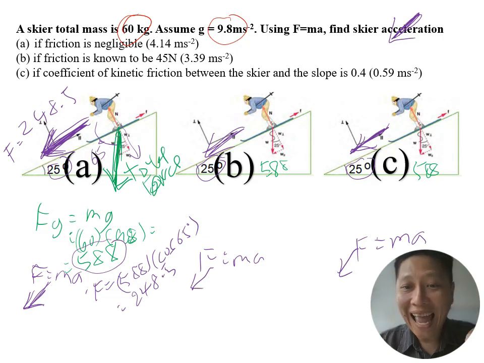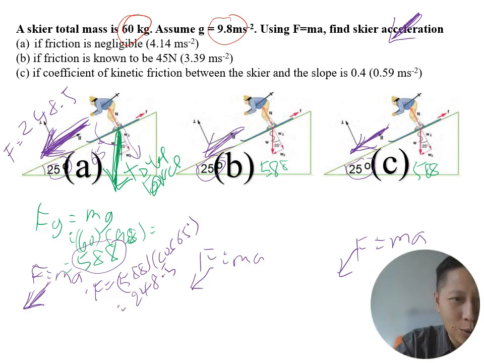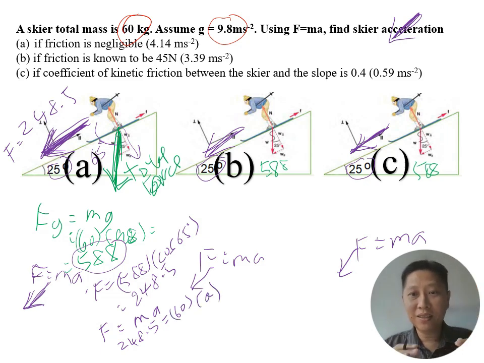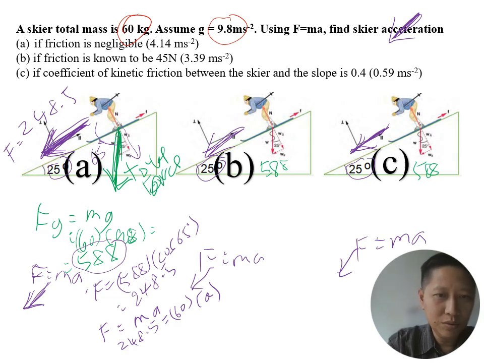We are not interested in the force, we want to know the acceleration. So we use the relationship F equals ma: 248.5 equals m, the weight, times a, the acceleration in the purple color direction, so divide by 60. We get a equals 4.14. So we solved for a.